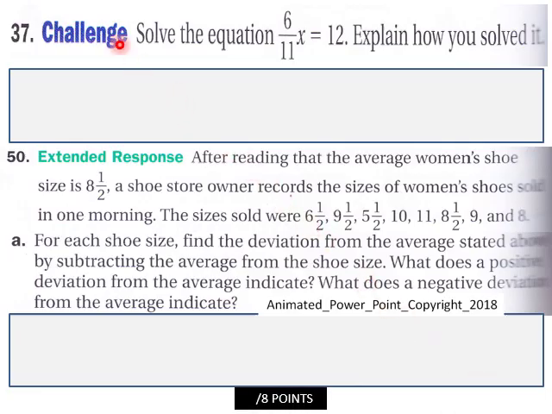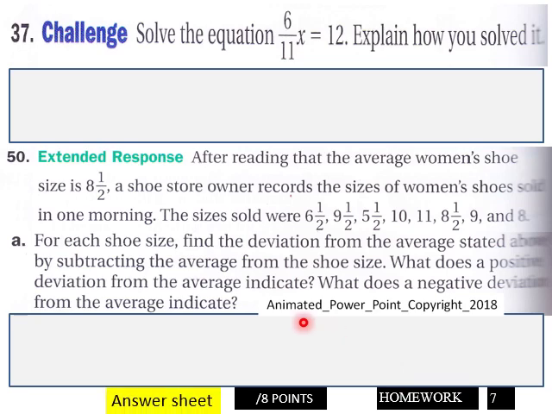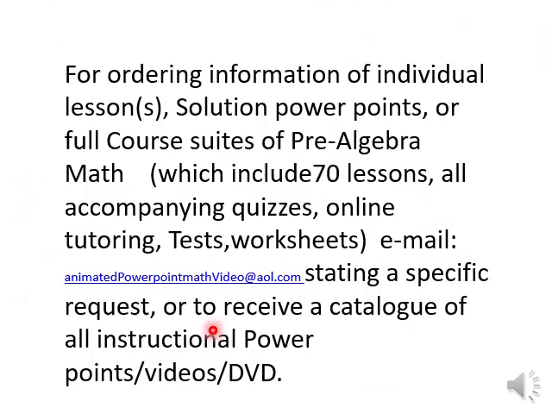And then page 7, you got a challenge problem up here. And then for 50, you got another word problem here. What does a positive deviation from the average indicate? What does a negative deviation from the average indicate? Again, these are two questions, so I need at least 2 full sentences here. Explain means to write a sentence, not just one word. And you got 8 points here, page 7, and that is your 5.5 homework part 1.